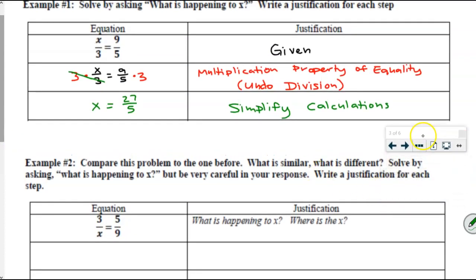But I want you to first compare, quick discussion at your tables, compare this one to our existing one. Ready, set, go.